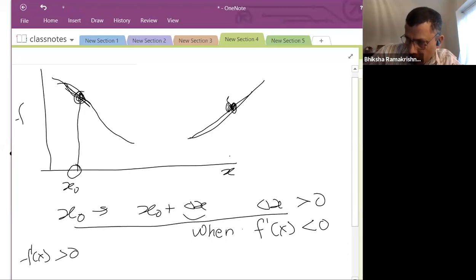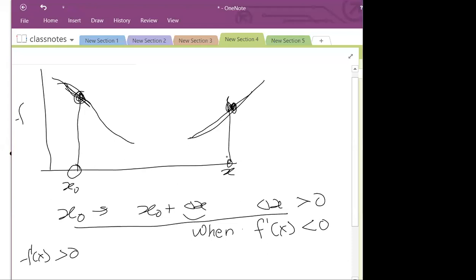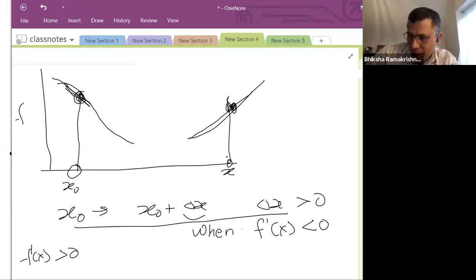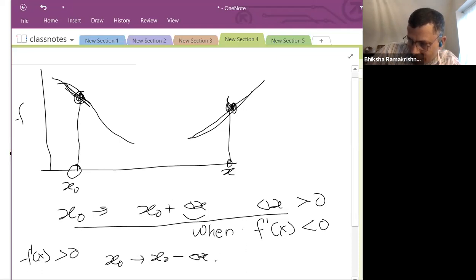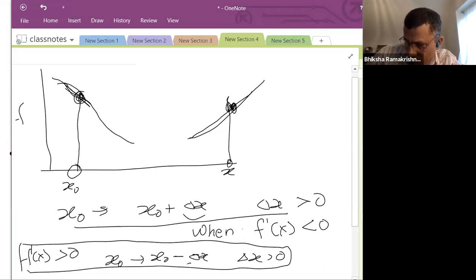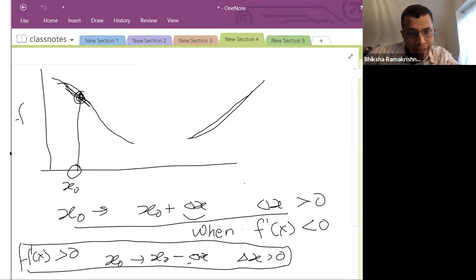If I'm out here and I want to go towards a minimum, which direction do I go? Left. So over here you'd have wanted to go right. Here you want to go left. So you want to say x0 goes to x0 minus delta x, where again delta x is greater than 0. So here are the two. If you want to go in the direction in which the function is decreasing, when the slope is negative, you want to increment x. When the slope is positive, you want to decrement x.